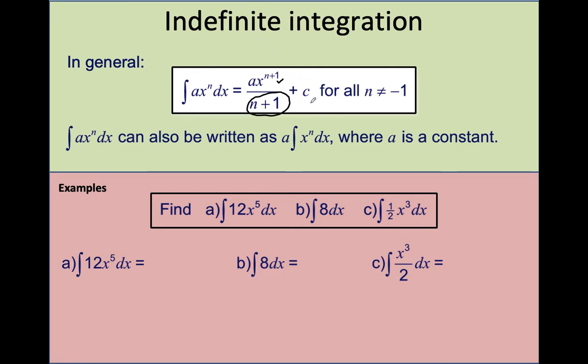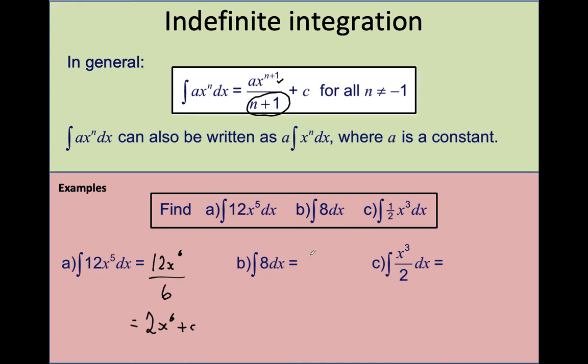In future lessons we're going to talk about definite integration. So with this one then we're going to add 1 to the power, so the 5 becomes a 6. So we get the following: 12x to the power of 6, and then we divide it by the new power, which is 6. Then you divide the numbers. 12 divided by 6 is 2. So our answer is going to be 2x to the power of 6, plus c.